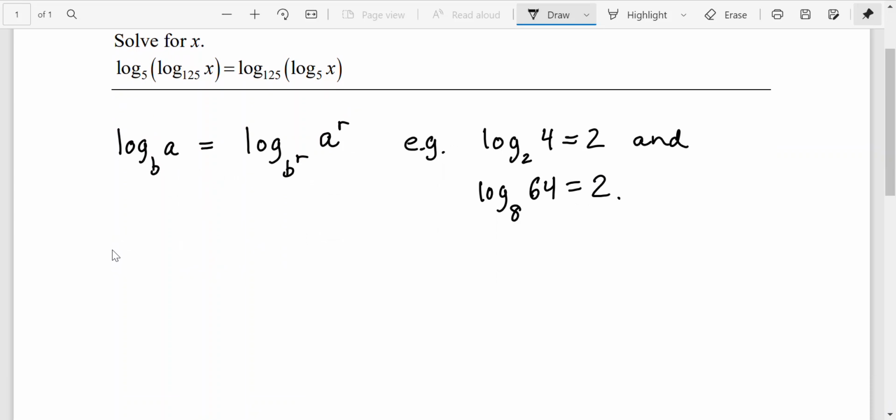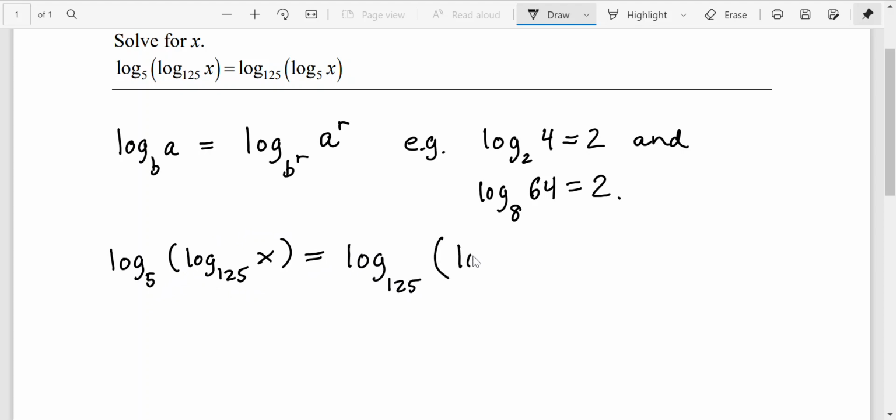I'm going to take this logarithm base 5 of the log base 125 of x, and I'm going to cube the base as well as this entire input. And we find out that that is the log base 125 of the log base 125 of x all cubed. So again, I just cubed the base and cubed that entire input, making use of this formula. All right, so that's the left-hand side.